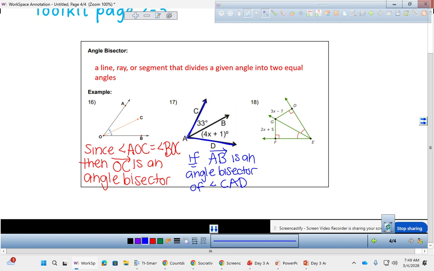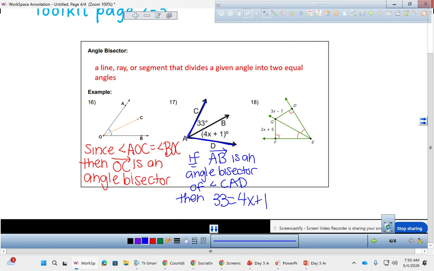So if this big angle here, CAD, is being cut in half by AB, then what must be true is that the two little angles should be equal, right? If it's an angle bisector, then it's going to create two equal angles. I don't know that it's an angle bisector, because like Nate said, I need the tick marks, right? I don't have them. I'm just saying if it were, then it would be creating two equal angles. So then 33 would be equal to 4x plus 1. The two inside angles would then be equal.